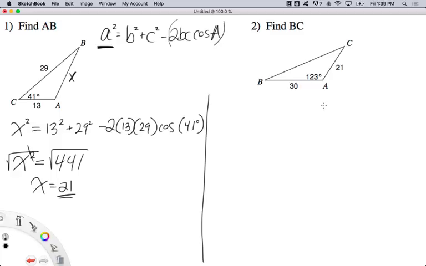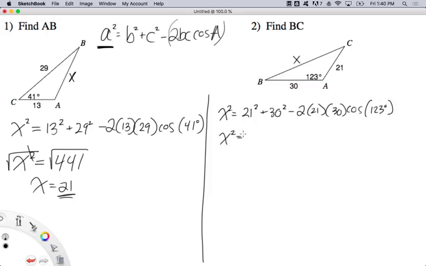Again, it's not a right triangle. Two sides and an angle between them: law of cosines. I'm solving for this side here, BC. So I get x squared equals 21 squared plus 30 squared minus 2 times 21 times 30 times the cosine of the angle between them.